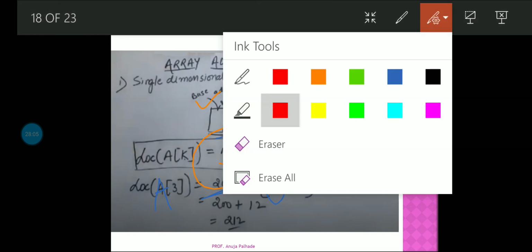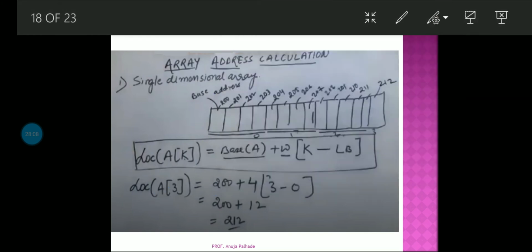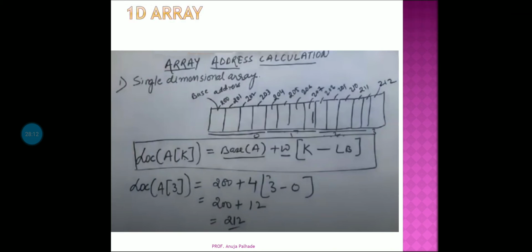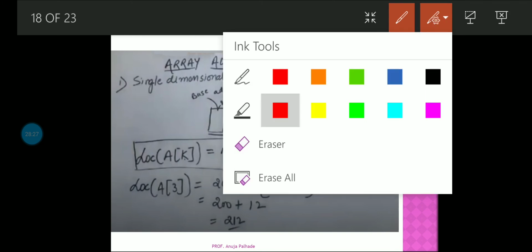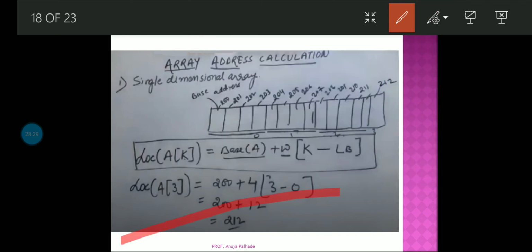Yes, so likewise you have to use the formula: 200 plus 4 in bracket 3 minus 0, so 212. So 212 is the address from which your fourth element is going to start. Okay, fine. So this is such simple address calculation for all of you.